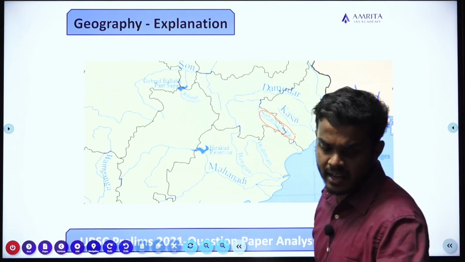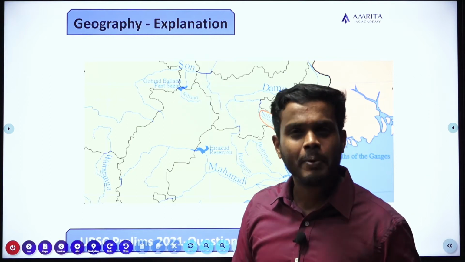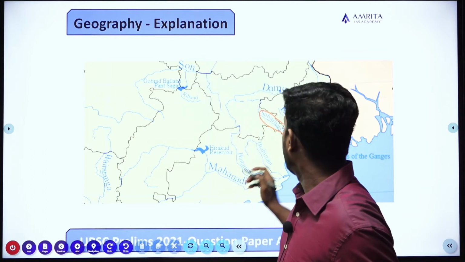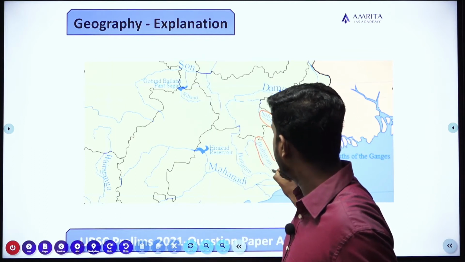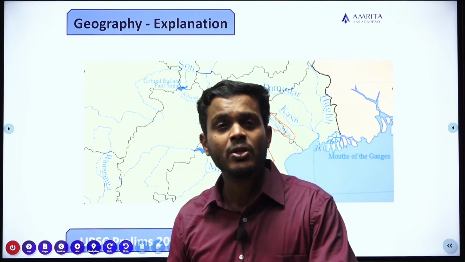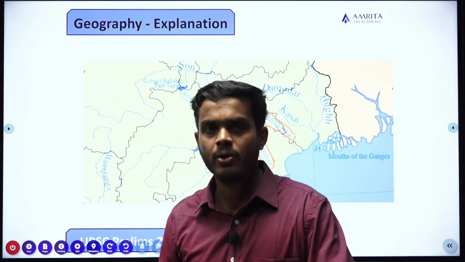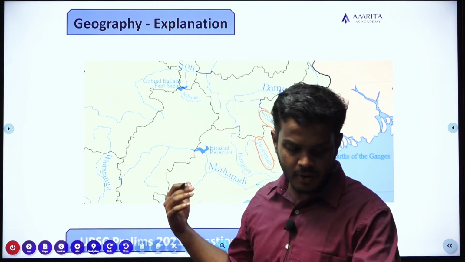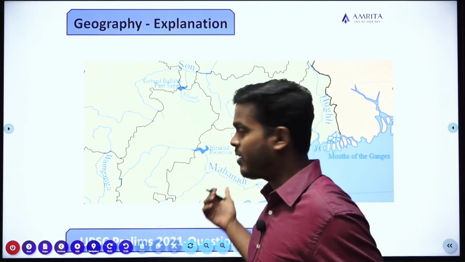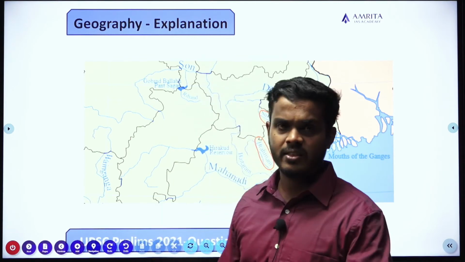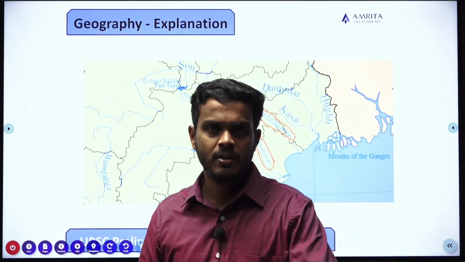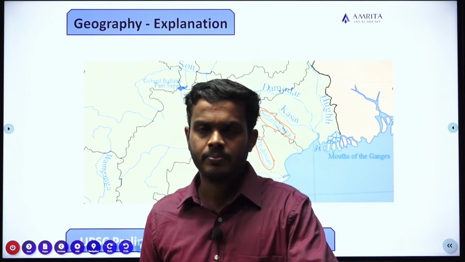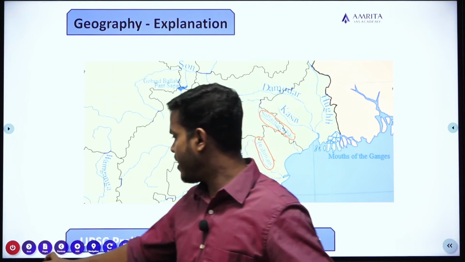Subarnarekha originates in the Ranchi Plateau in Jharkhand. It is not from the Eastern Ghats. Now, Brahmani, we have Brahmani here. It originates near the Chotanagpur Plateau, not from the Eastern Ghats. The map of Nagavali and Vamsadhara is not shown here, but you can search that. Those are small rivers. They originate from the Eastern Ghats and flow towards the Bay of Bengal region. So that's the answer.